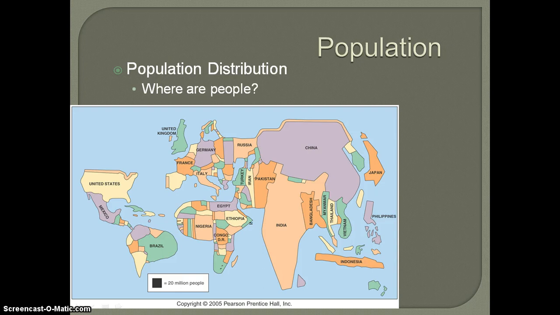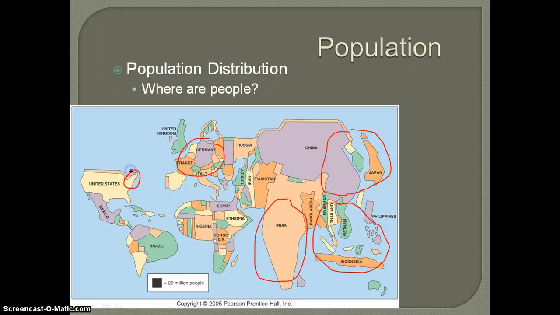Now, there are actually five what we call population clusters in our world today. Number one is East Asia, and that's going to include China, the Koreas, and Japan. Number two is South Asia. Number three is Europe, which includes the United Kingdom and Russia. Then we have Southeast Asia, which includes Vietnam, Indonesia, and the Philippines. And then we have the northeastern United States.